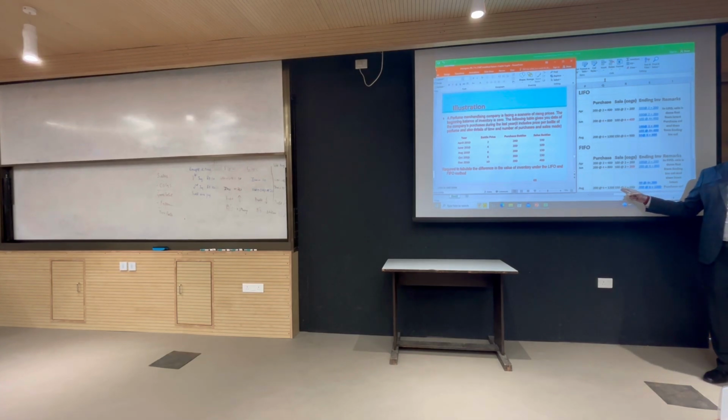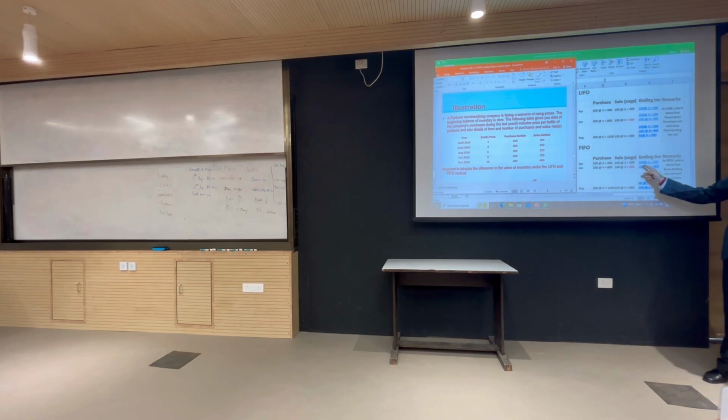This 150 is sold not from the latest purchase of August, but from the previous stock or inventory of June. So 150 is at 4. Got it? And 200 at 6 you have. So out of 200, 150 is sold.